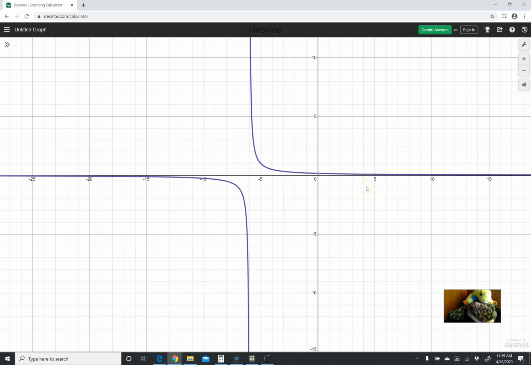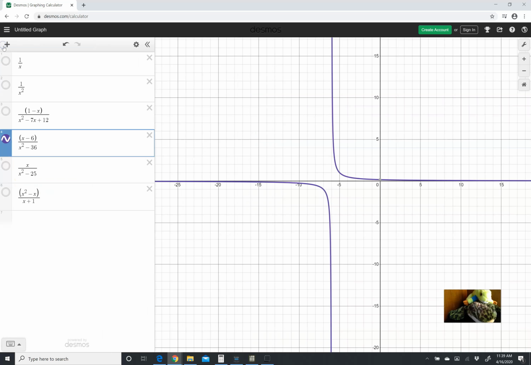What you're doing is you're saying, what is happening to the graph as x gets really, really small, and what's happening to the graph as x gets really, really large? Because as x gets really, really large, you can see that we're approaching y equals 0. And the same thing is true here. As x gets really, really small, we're approaching y equals 0. Okay, let's take another example.